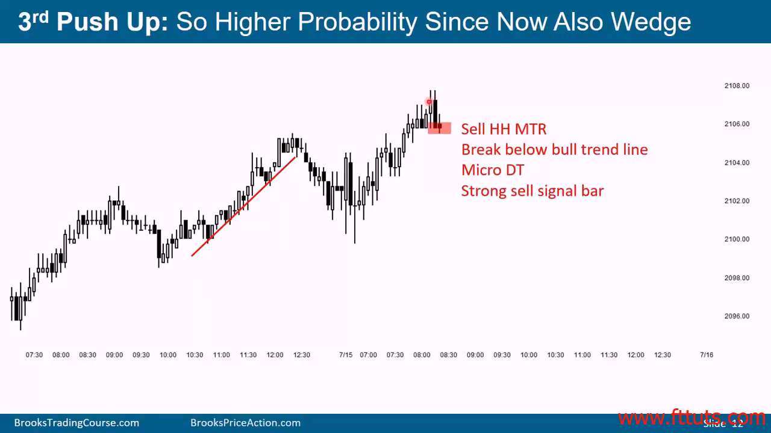We have a micro double top, and we have a wedge higher high, and we have good selling pressure on the part of the bears, and we have 3 pushes up, 1, 2, 3. Reasonably good breakout below the bull trend line, and trend resumption up. Even though we have a lot of bull bars, we're getting some hesitation on the way up, and we have a wedge rally.